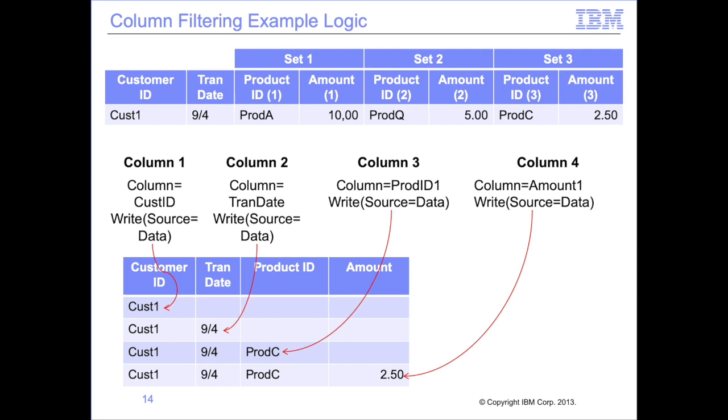Column assignment logic can use the source equals input parameter if desired. More frequently, it uses the source equals data parameter.